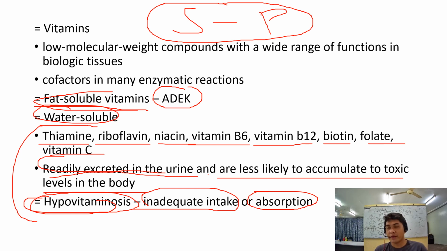When we say hypovitaminosis, you have a decreased concentration of a particular vitamin. For hypervitaminosis, there is an increase or accumulation of that particular vitamin in your body, and it's already toxic, and usually it's associated with fat-soluble vitamins.